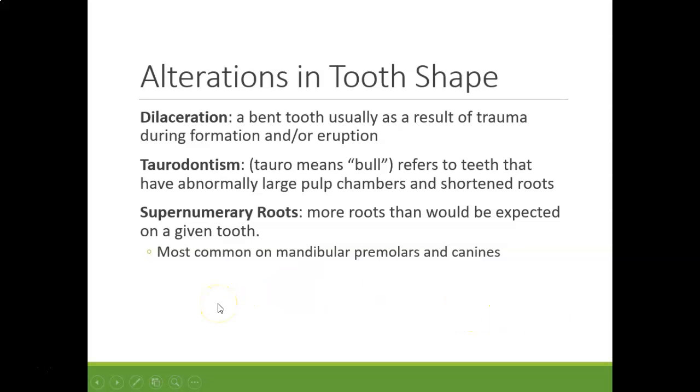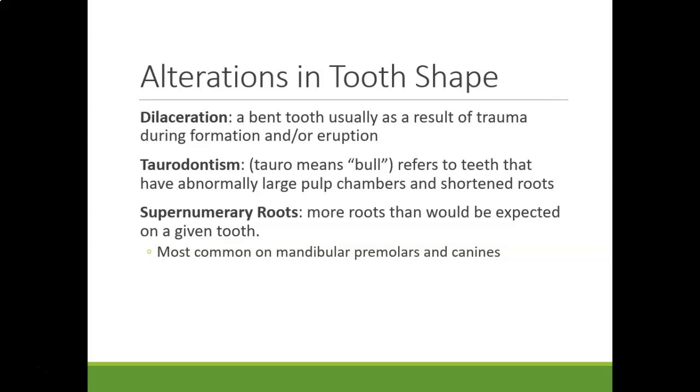Alterations in tooth shape. So we have dilaceration. That is a bendy, twisty, wavy root, usually as a result of trauma during formation and or eruption.